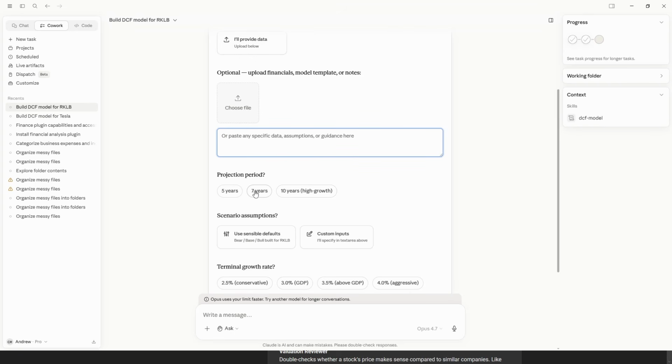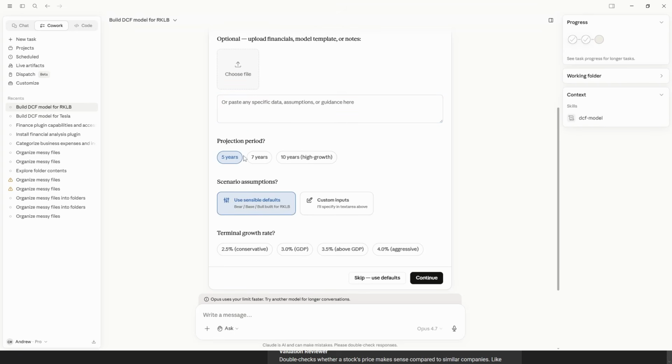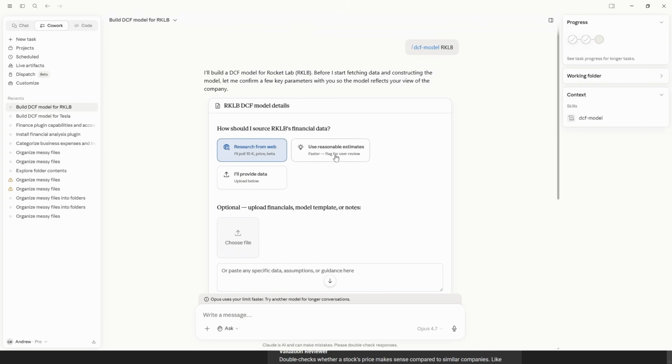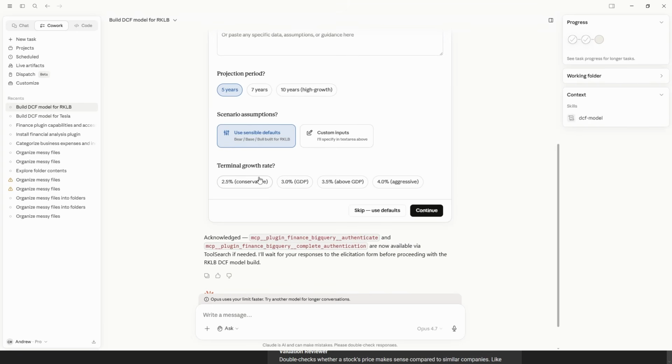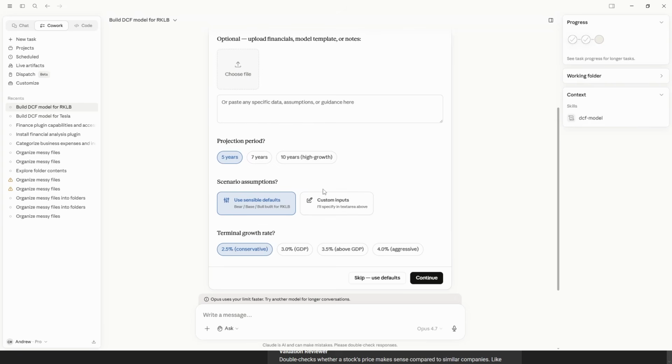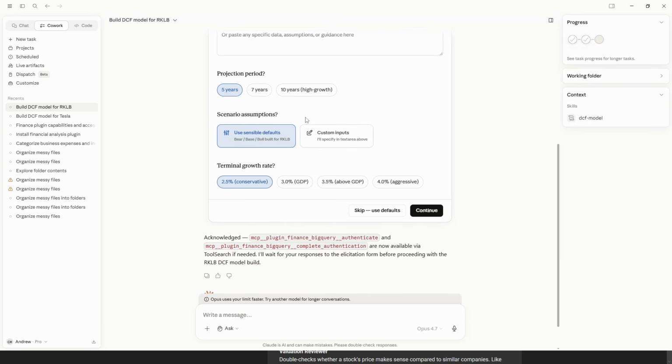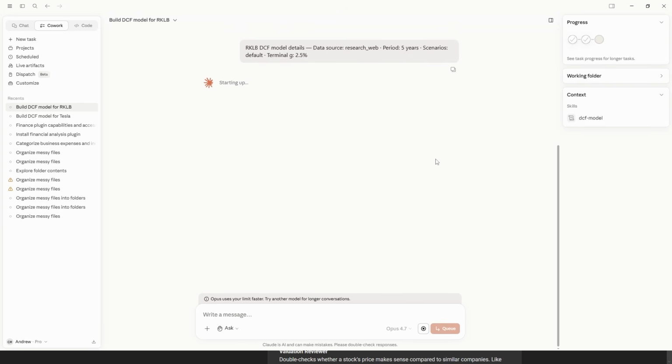So for me, what I'm going to do, the projection period is going to be for the next 5 years. For the scenario, I'm going to use Sensible. And of course, what I will do is I'll do research. And then what I will do is the terminal growth rate. Let's just use a conservative one because I don't want to go anything crazy here. So let's go ahead and click continue. And now we just wait.